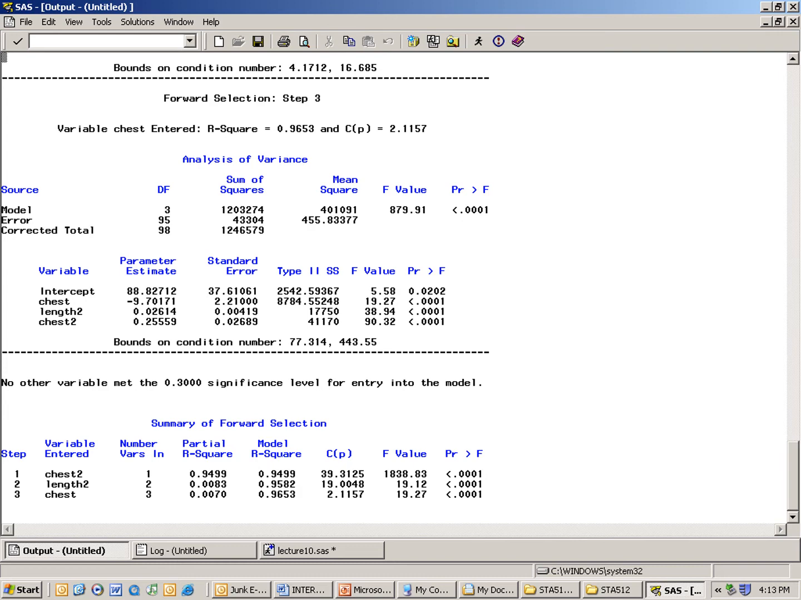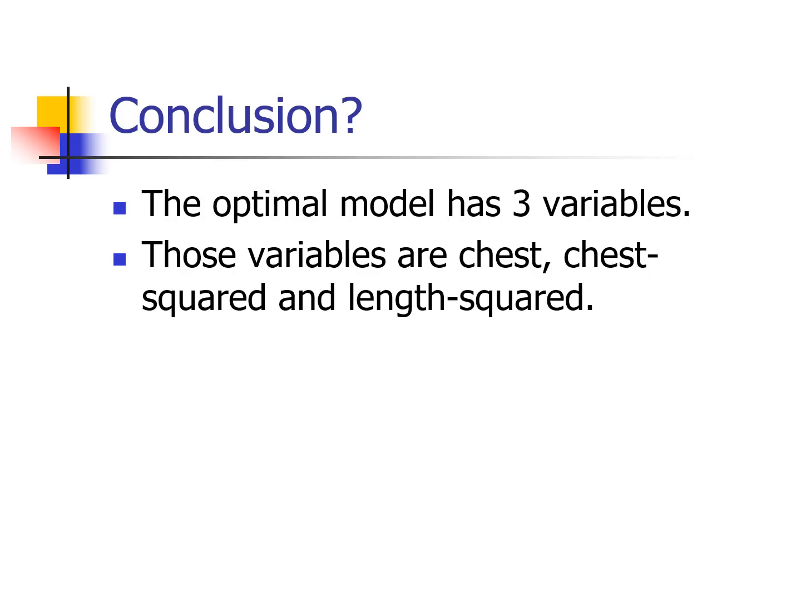And so this says the forward process determined that our optimal model is chest squared, length squared, and chest. That's different than the all possible models approach. So that is showing us different approaches can lead to different models, something that we'll have to reconcile in a few slides. So according to the forward approach, the optimal model has 3 variables: chest, chest squared, and length squared.